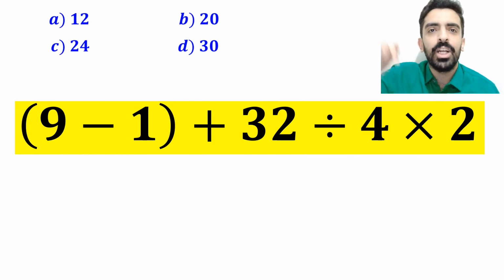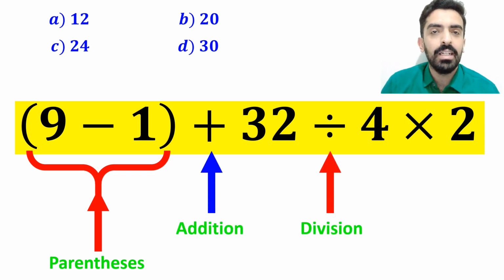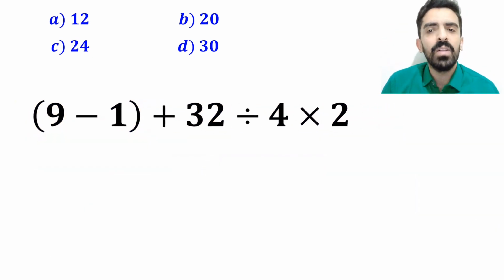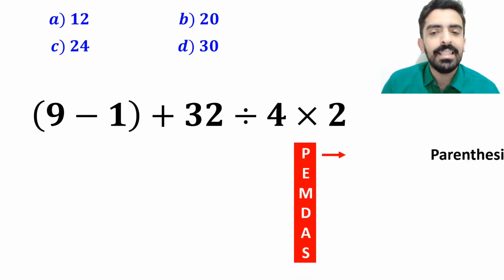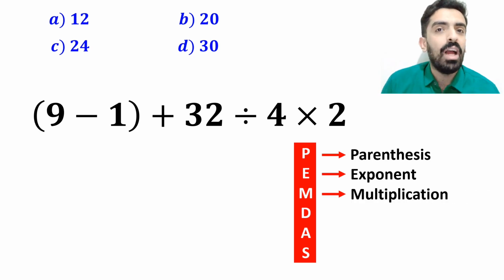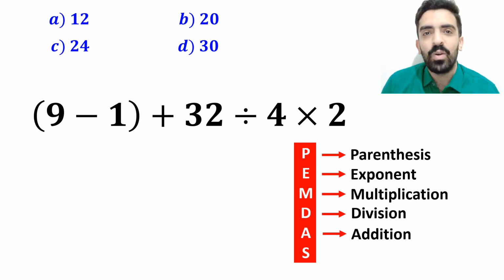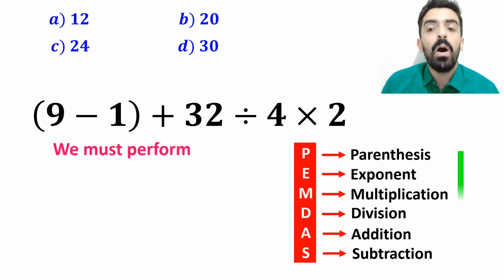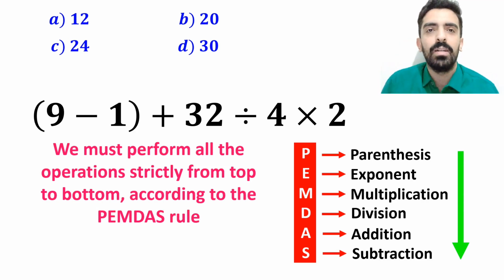Alright, now let me explain step by step how to solve this expression correctly. As you can see in the image, in this expression, first we have parentheses, then an addition sign, followed by a division, and finally a multiplication. To solve this question, we need to follow the PEMDAS rule step by step. In this rule, P stands for parentheses, E stands for exponent, M stands for multiplication, D stands for division, A stands for addition, and S stands for subtraction. We must perform all the operations strictly from top to bottom according to the PEMDAS rule.